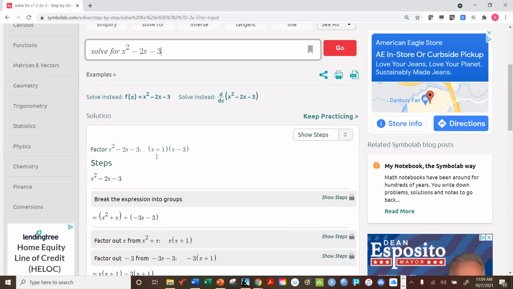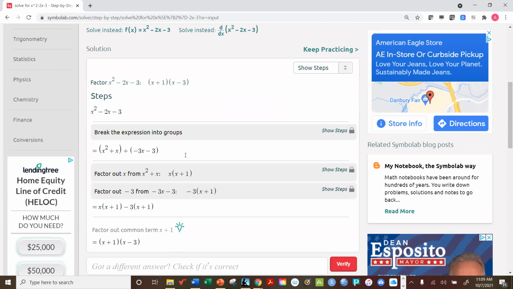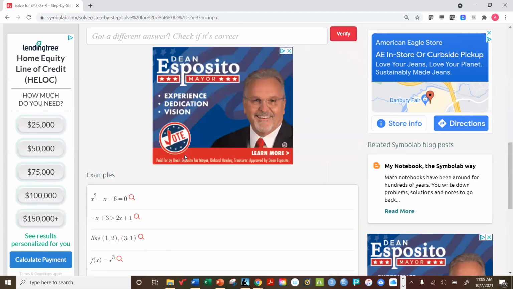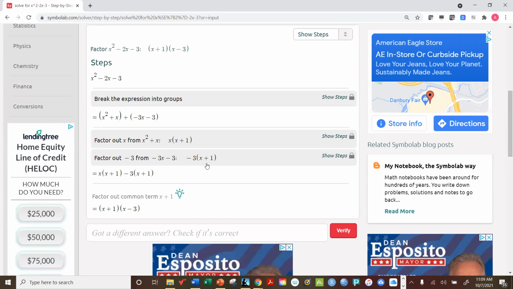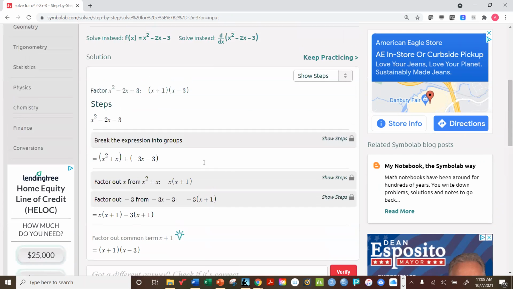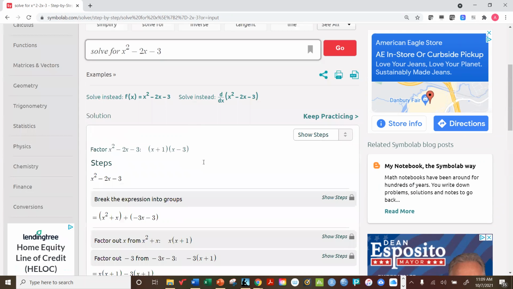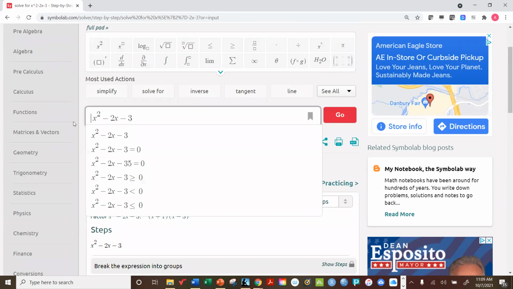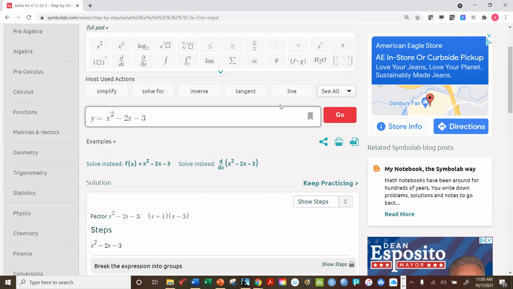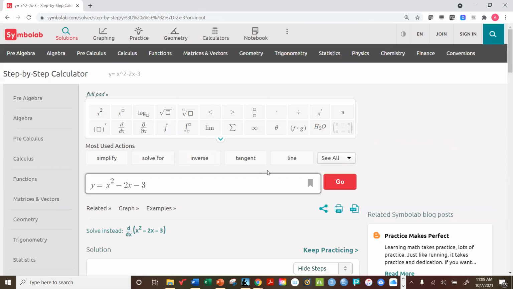So in other words, it's coming back here and saying you could factor this, but the actual solutions. Well, that's weird. Okay, I'll tell you what, don't use the solve for function unless you want to factor it. I think what we needed to do is this. So I'm still learning this thing.